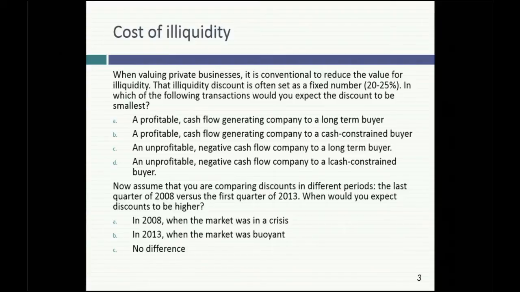Because liquidity is in the eyes of the beholder, right? If I'm an investor who basically has a long time horizon and has no cash constraints, I don't care about liquidity as much as someone who's cash constrained and short term. So first, the liquidity discount should be larger if you're looking at a cash constrained short term buyer than if you're looking at a non-cash constrained long term buyer.